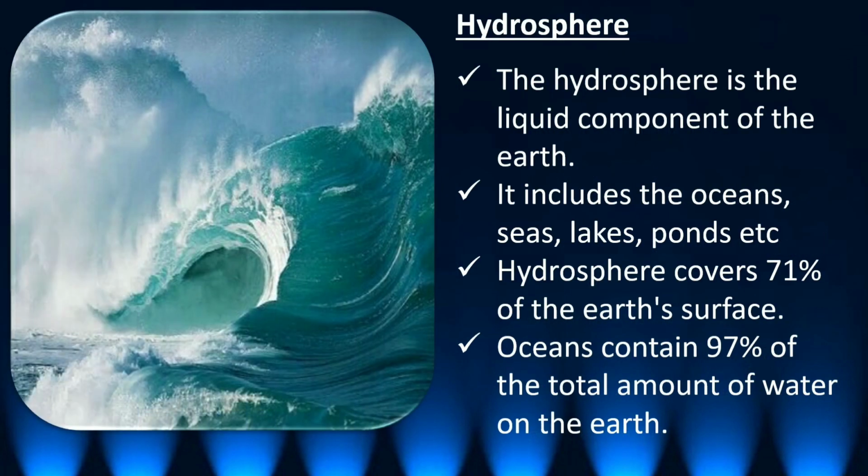The second important sphere of the earth is hydrosphere. The hydrosphere is the liquid component of the earth. Water in liquid form is seen in oceans, seas, lakes, ponds, etc. Hydrosphere covers 71% of the earth's surface, so the water content on the earth's surface is comparatively more than other spheres. In hydrosphere, the percentage of water is highest in oceans. Oceans contain 97% of the total amount of water on the earth.